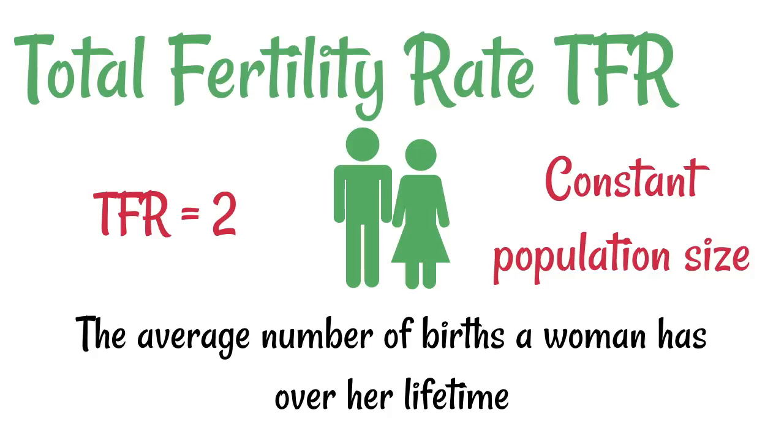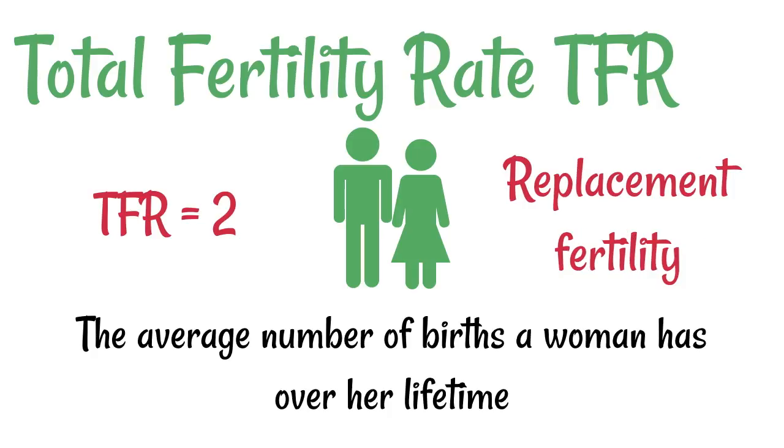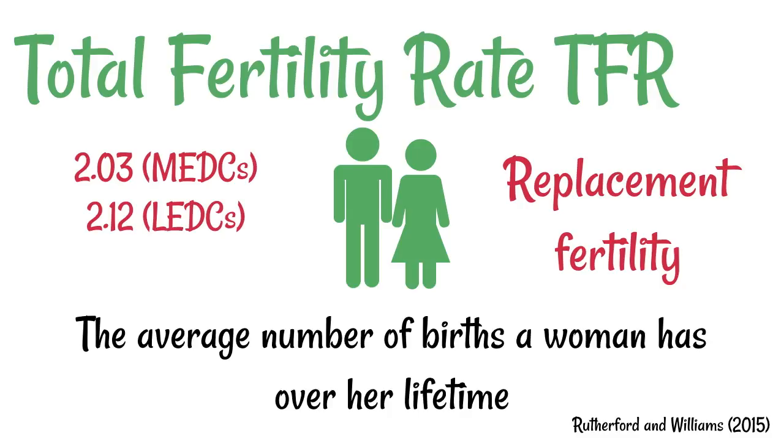So this number 2 can be considered as the replacement fertility. However, this is not strictly accurate. In actual fact, the numbers are a little bit different. In MEDCs, the replacement fertility value is around about 2.03. It's quite close to 2. In LEDCs, it's a little bit higher, 2.12. The reason for this is that not all children are going to grow up to be adults. We have to take infant mortality rates into consideration.